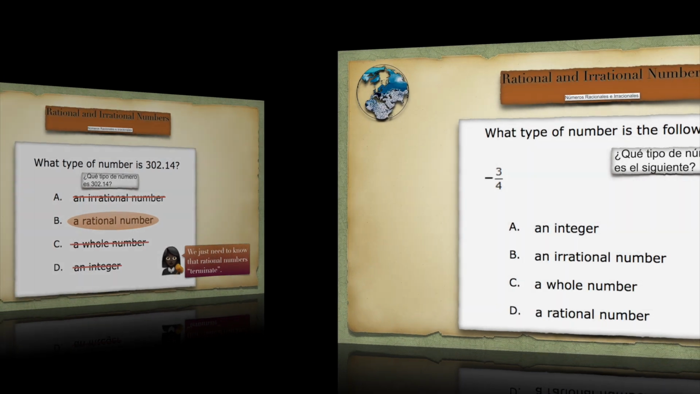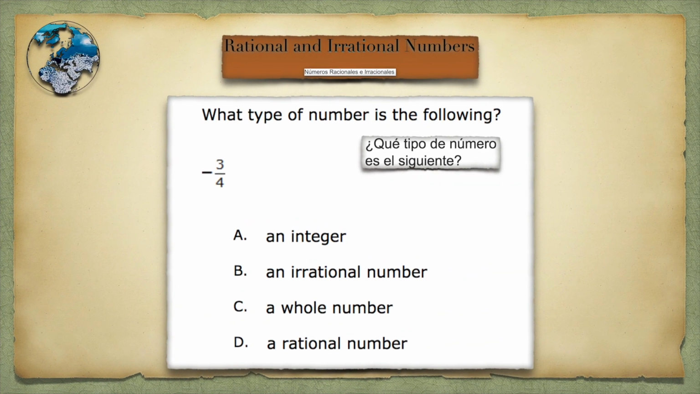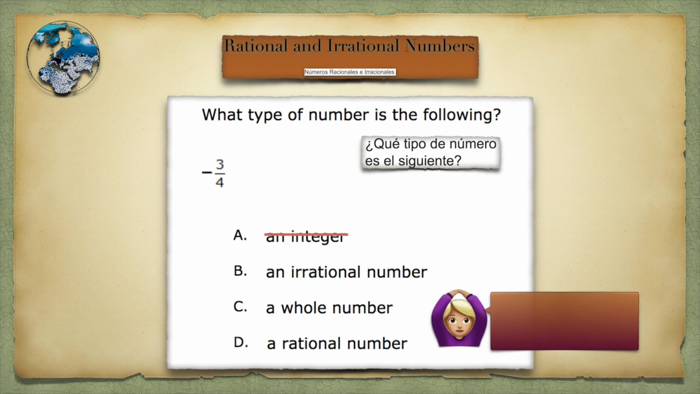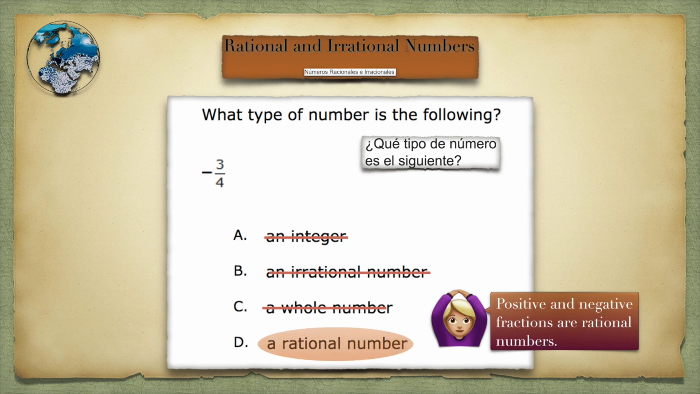And a few more to look at here. What type of number is the following? Negative 3/4. Certainly not an integer. It's not an irrational number because if you divided that, you would get a terminating decimal. And positive and negative fractions are rational numbers. It's a simple fraction.